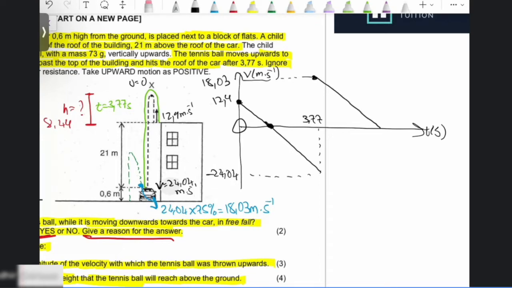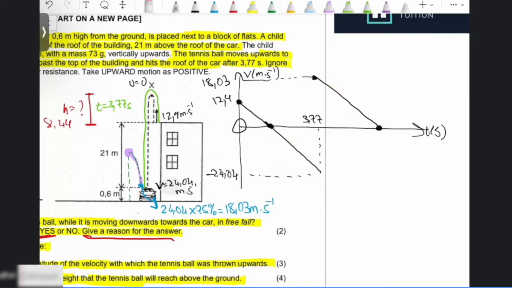Basically, they're talking about this motion here. Look at this building here, guys. They're looking at this motion here from here to the top, to that maximum height. And we know at maximum height, our velocity is 0. What we need to remember is that these lines must be parallel to each other.